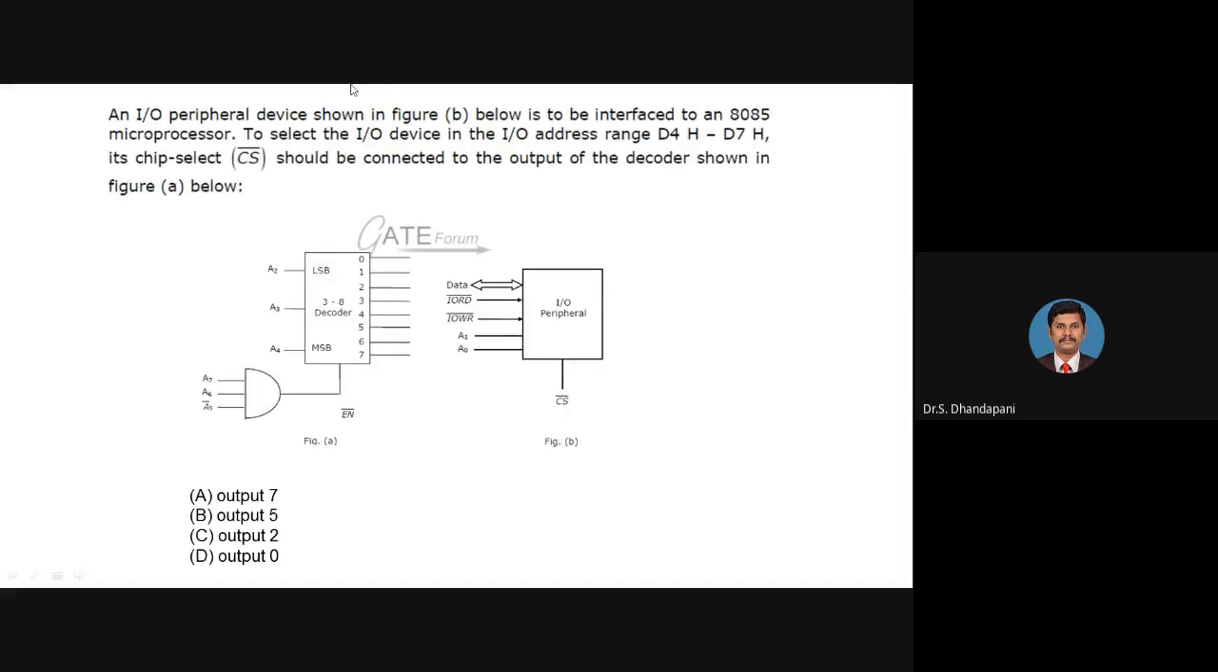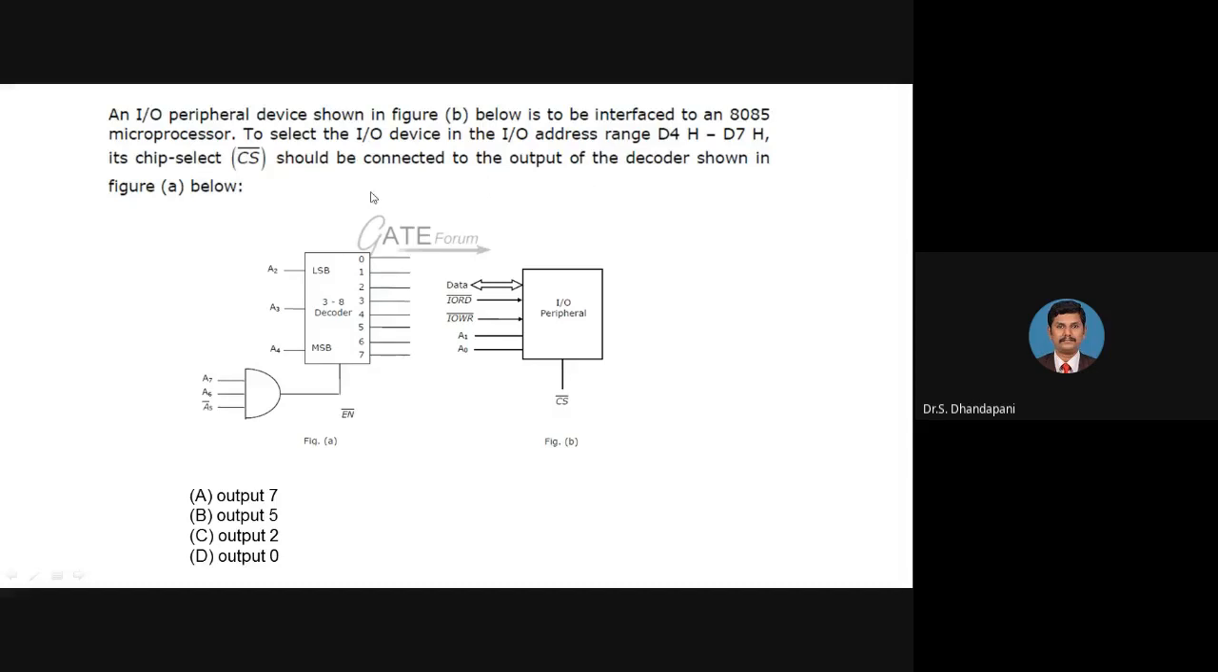Now another question. An IO peripheral device is shown in the figure. This is to be interfaced with the 8085 microprocessor. To select the IO device in the IO address range D4 to D7, the chip select bar should be connected to the output of the decoder.